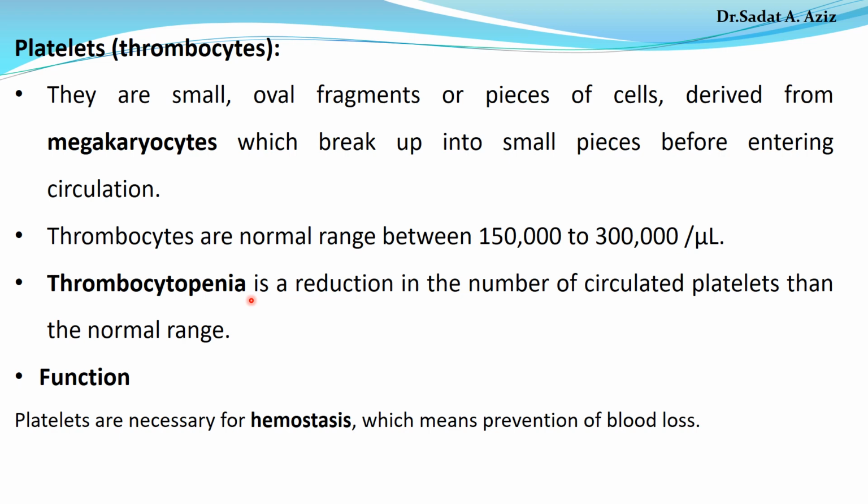Thrombocytopenia, again, penia, means a reduction in the number of circulating platelets below the normal range. The normal function of platelets is that they are involved in the process of hemostasis. The simplest definition of hemostasis is the prevention of blood loss. So hemostasis is a process in which blood loss can be prevented.